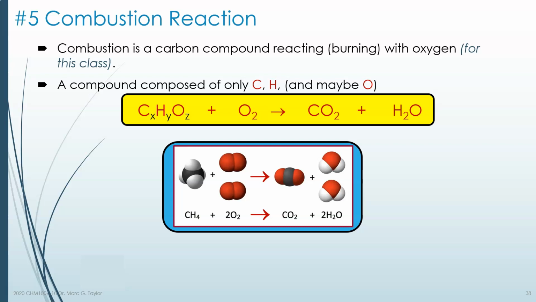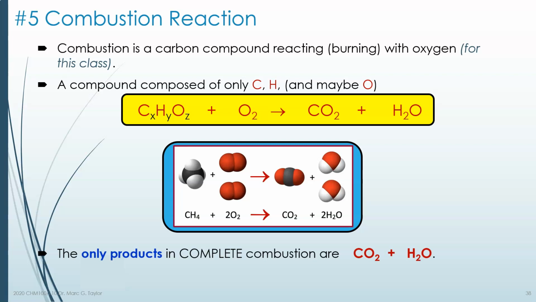You'll see that there is one carbon on the left side of the reaction, one on the right. There are 4 hydrogens on the left, and there are 4 hydrogens on the right because we have 2 waters that each have 2 hydrogens. And then we have 2 oxygen molecules, which means we start with 4 oxygen atoms, and we end up with 4 oxygen atoms. 2 of them are in the one CO2, and 2 of them, 1 each, are in each of the 2 waters. So this is a balanced equation for the burning of methane, the combustion of methane.